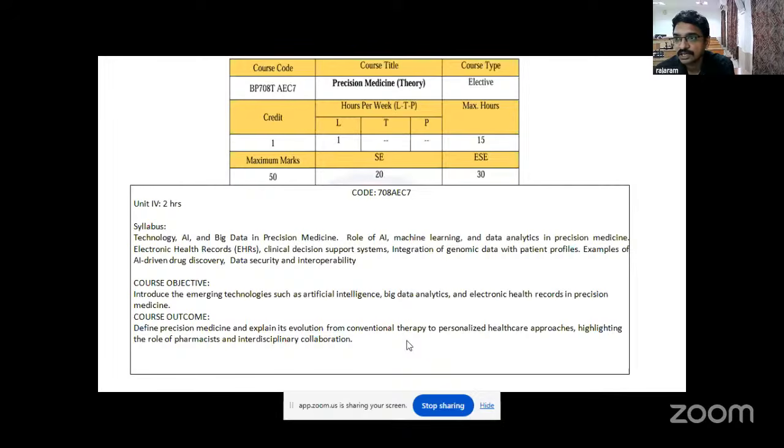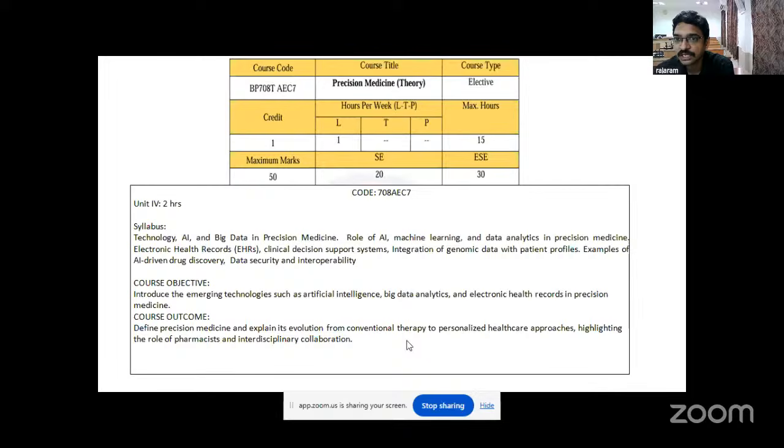as the delivery time. The syllabus covers technology, AI and big data in precision medicine: the role of AI, machine learning and data analytics in precision medicine, electronic health records, clinical decision support systems, integrating genomic data with patient profiles, and examples like AI-driven drug discovery, data security, and interoperability. All this is incorporated, in our view, to enhance basic understanding and awareness. Two hours is the delivery time, so this syllabus is given as an overview, as a part of pharmacy practice integrating AI.